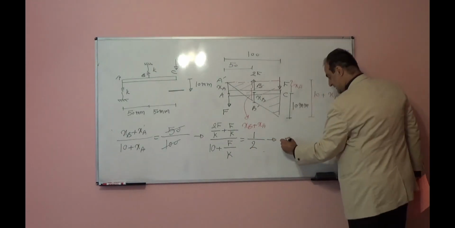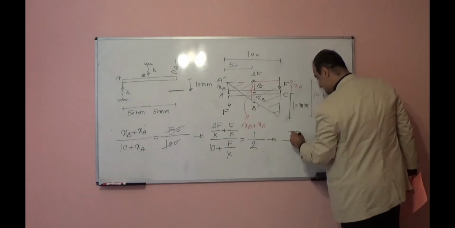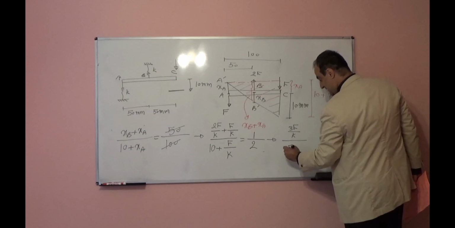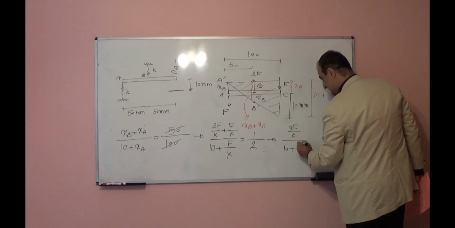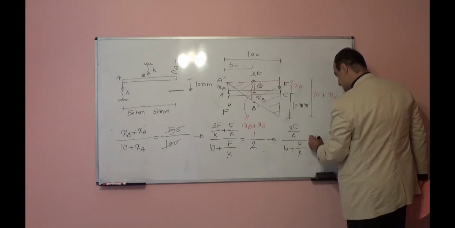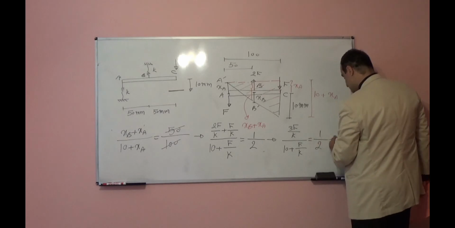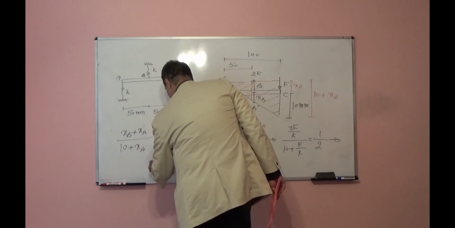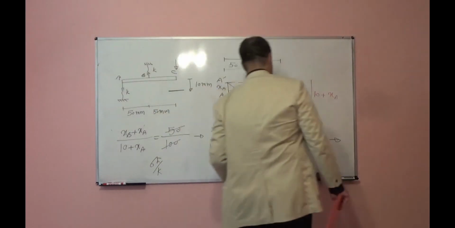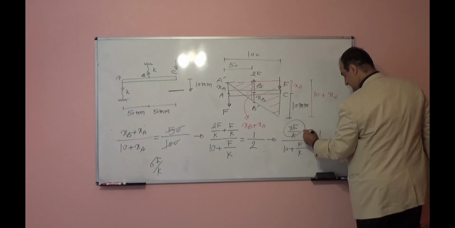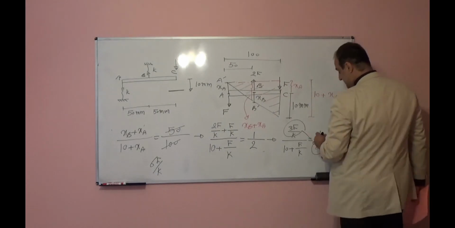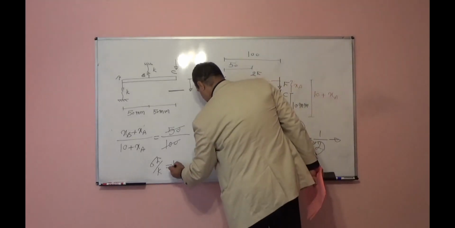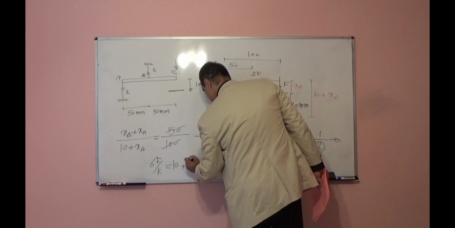From here I can write, if I add this, this will be K, this will be 3F, this will be 10 plus F over K is equal to 1 over 2. From here I can write 6F over K, this multiplied to this is equal to this multiplied to 1, is equal to 10 plus F over K.